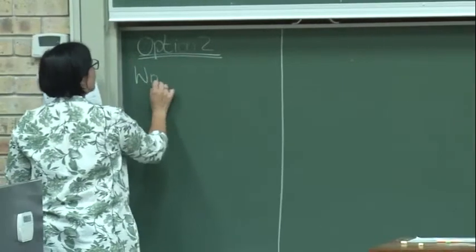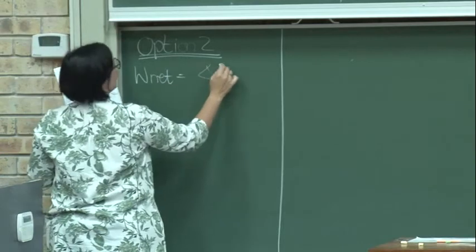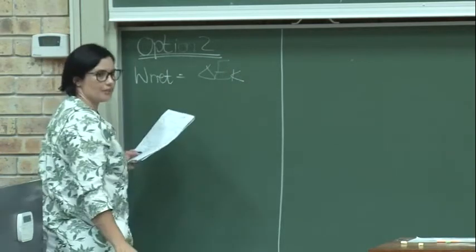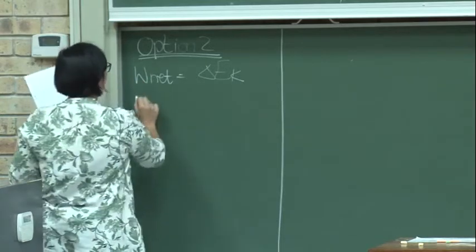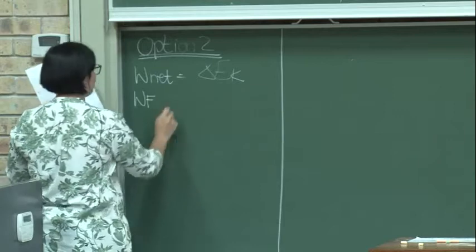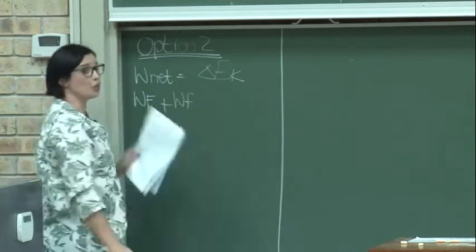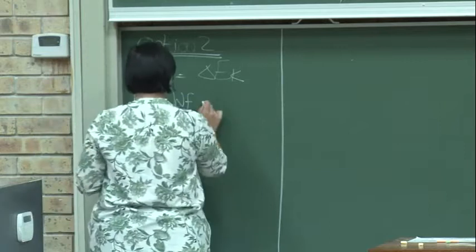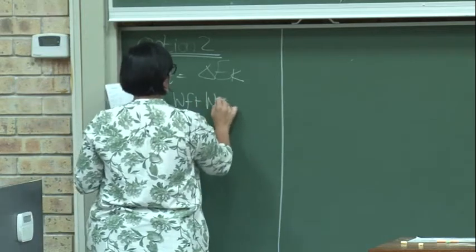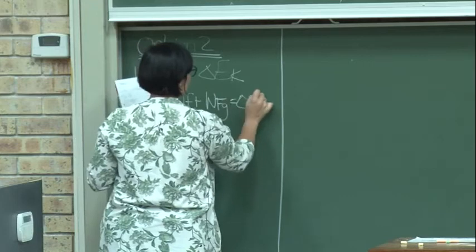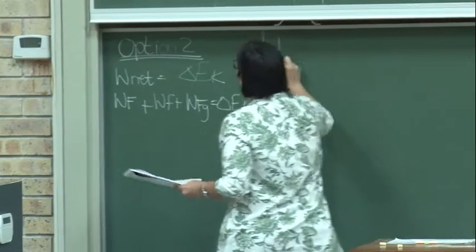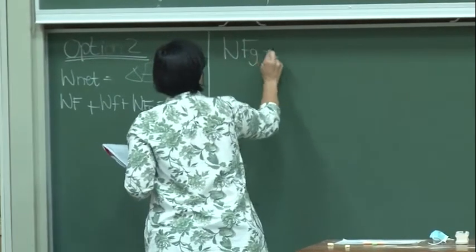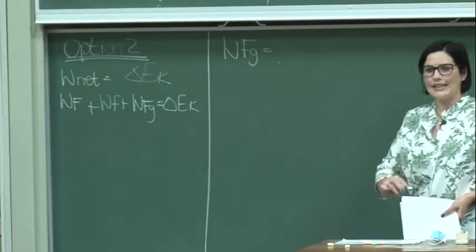So I always start with a formula. W net is equal to the change in kinetic energy. So I have the work done by the force, plus the work done by the frictional force, which I would like to calculate, and then I'm also going to use the work done by the gravitational force, is equal to the change in kinetic energy. So I'm going to break this up for you just quickly.